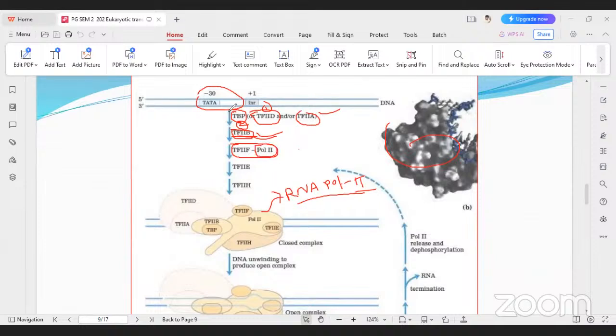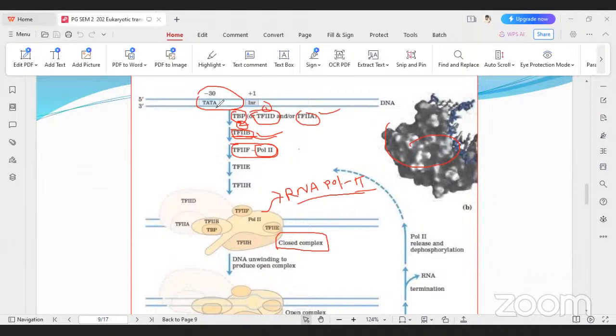Now after attachment of TBP, D and B, RNA polymerase with transcription factor F attaches at the promoter site to form the transcription complex. Now this is the transcription closed complex. That means the promoter site is now completely closed. So that is called the closed complex.